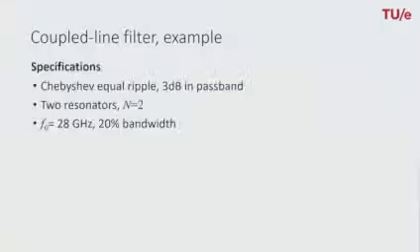Now let us take a closer look at coupled line filters by looking into an example with the following specifications. So we're going to look into a Chebyshev equal ripple filter with a 3 dB ripple maximum in the passband. We're going to use two resonators, so N equals 2, and we're going to design the filter to be centered around 28 gigahertz with a 20% bandwidth, so 10% on each side.